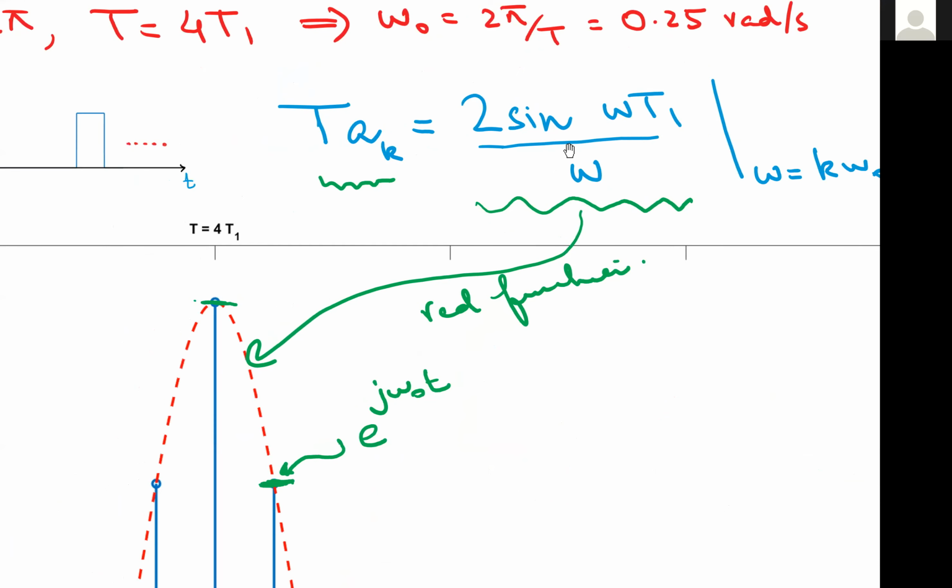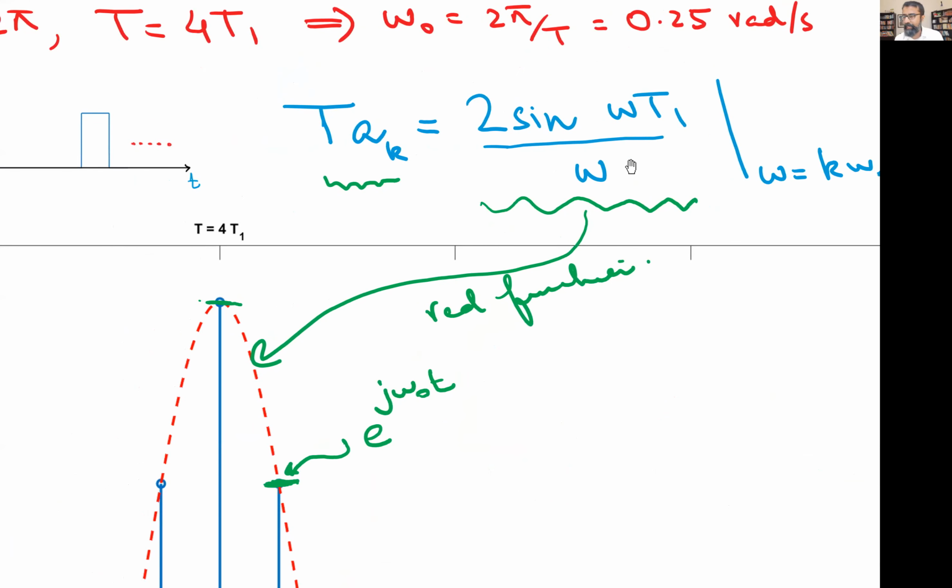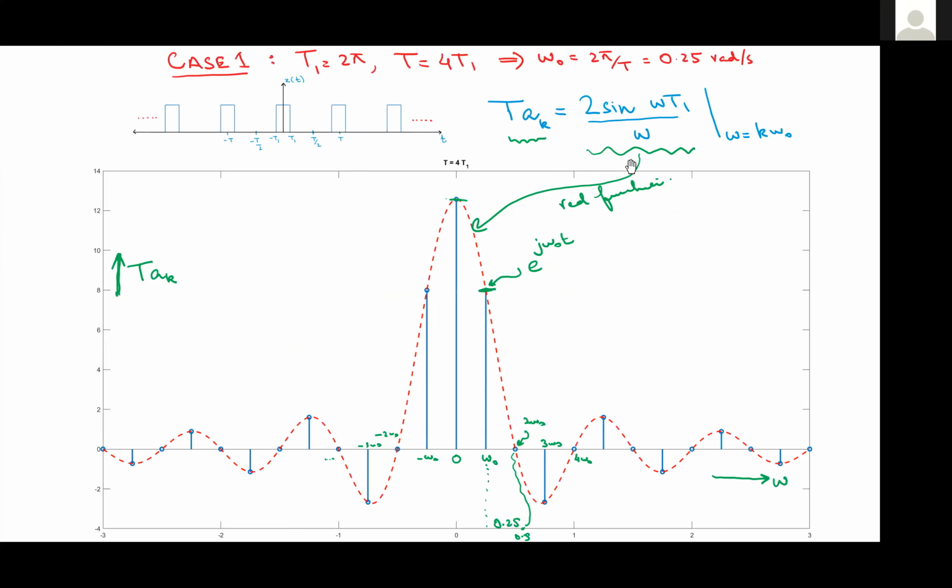Right? And this capital T does not appear anywhere in this height. If there's no capital T here, that means no matter how much I increase capital T, this right side is not going to change, and therefore the height is not going to change. Okay, sir. Right? Yes.